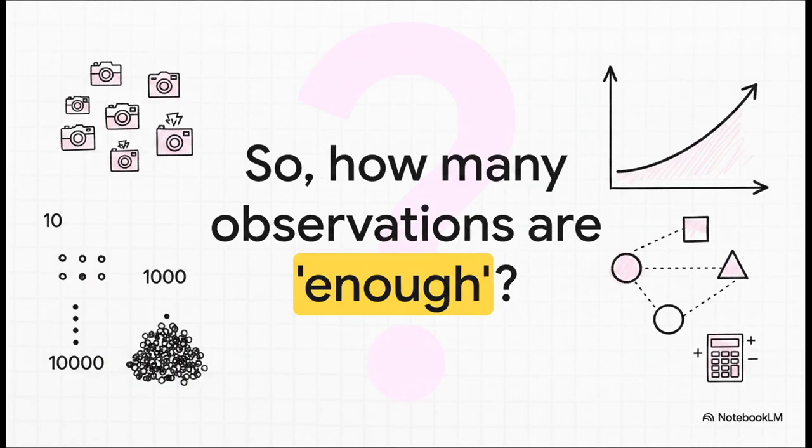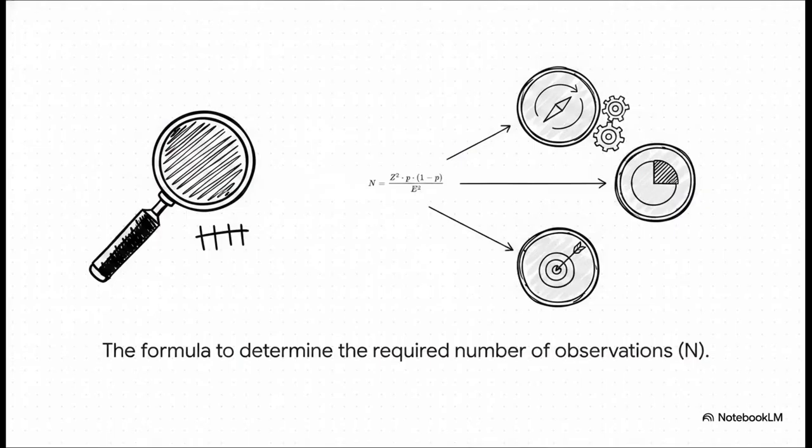Well, the good news is we don't have to guess. Statistics gives us a way to figure out the exact number. And there it is. This formula tells us precisely how many observations, or N, that we need. Now, I know, formulas can look a little scary, but don't worry. We're going to walk through every single piece of this, Z, P, and E, so it all makes perfect sense. It's way easier than it looks, I promise.